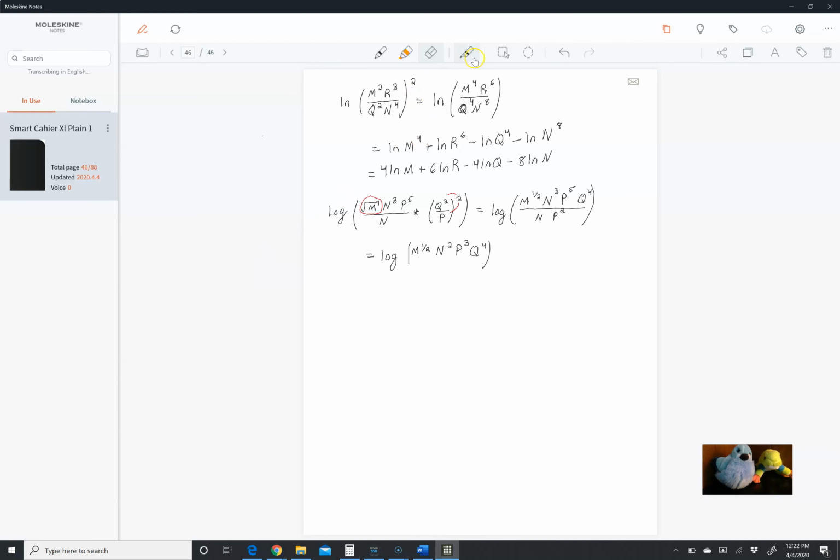Okay. And now we're just going to break this up. So we have log of m to the 1/2 plus log n squared plus log p cubed plus log q to the 4th. And our final step is just to move all of the exponents out to the front.